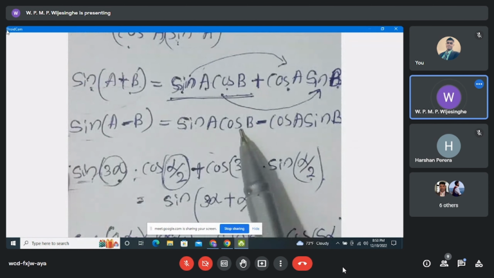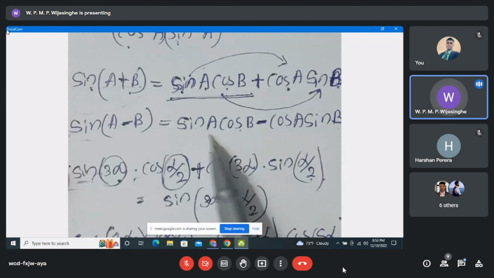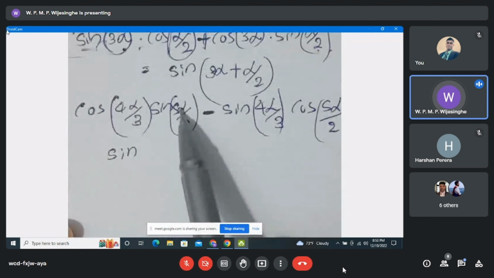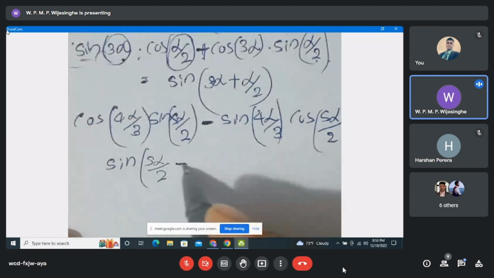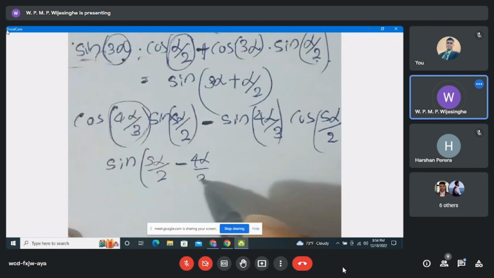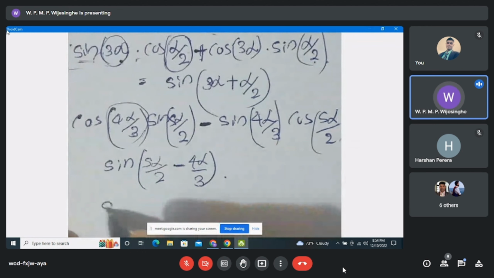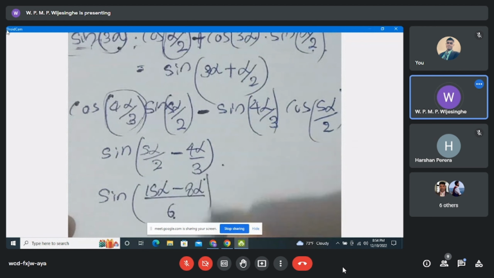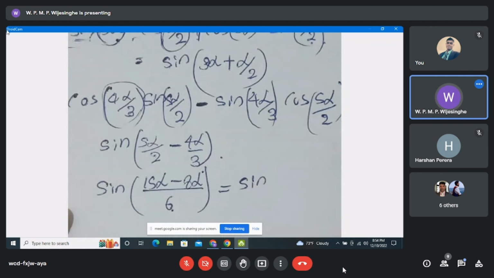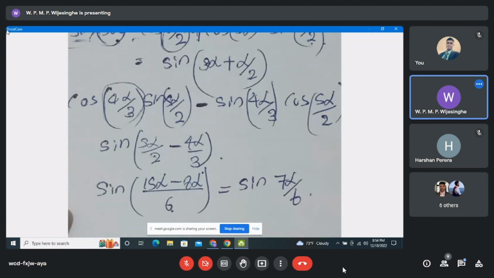Here sine A cos B minus cos A sine B. Then sine A here is equal to 5 alpha divided by 2, minus second, 4 alpha divided by 3. Then simplify for the sine. Take 6 as a common denominator. 6 divided by 2 is 3, times 5 alpha, 15 alpha, minus, here 6 divided by 3 is 2, 2 times 4 alpha is 8 alpha. Then here sine of 15 alpha minus 8 alpha, it is 7 alpha divided by 6. Okay, write down.